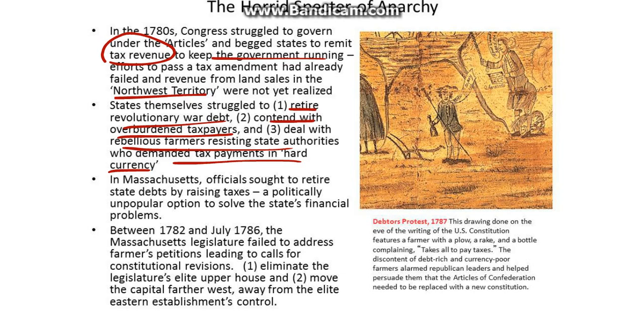In Massachusetts, officials sought to retire state debts by raising taxes, a politically unpopular option to solve the state's financial problems. Between 1782 and July of 1786, the Massachusetts legislature failed to address farmers' petitions, leading to calls for constitutional revisions. They wanted to eliminate the legislature's upper house and move the capital farther west, away from the elite Eastern establishment's control.